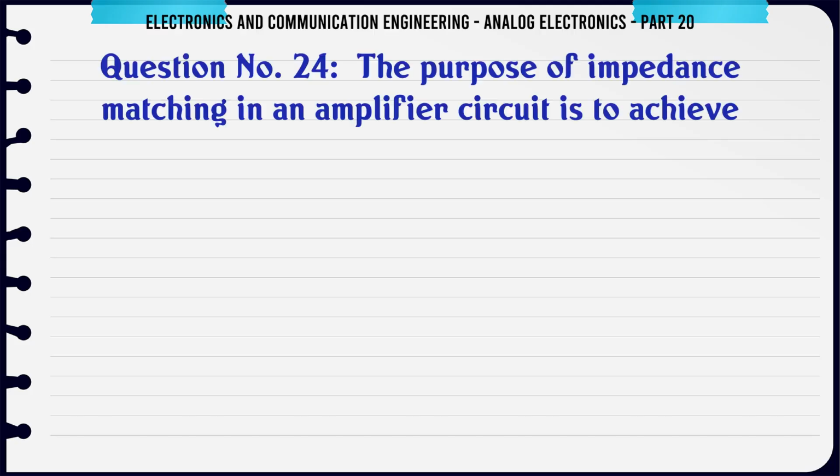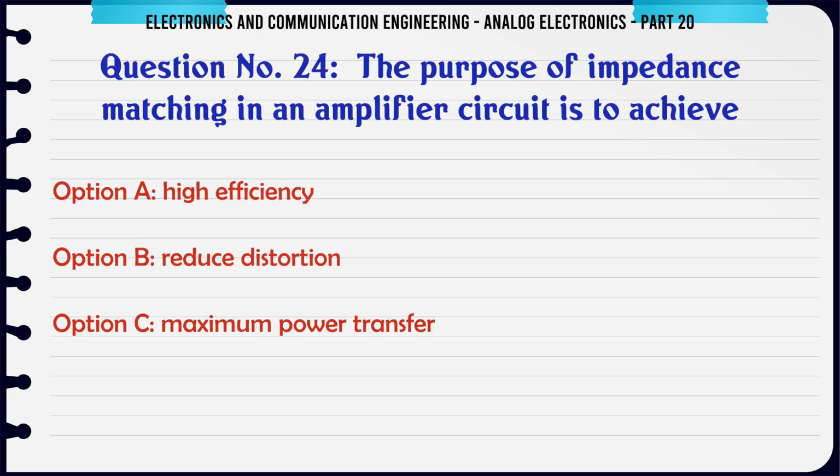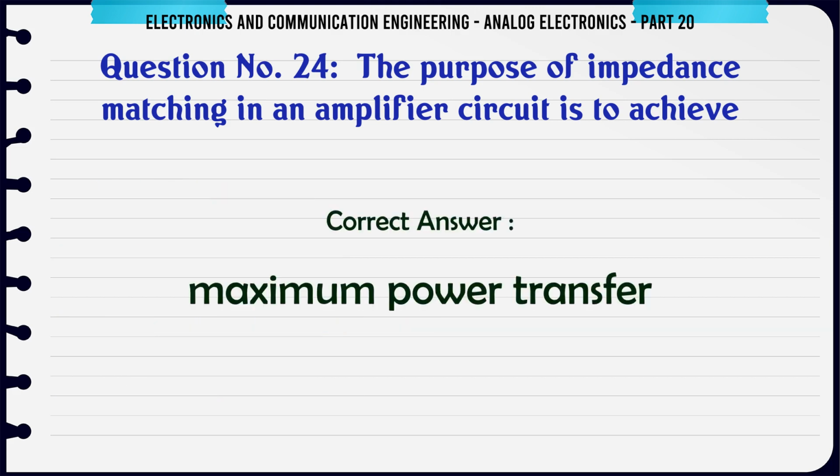The purpose of impedance matching in an amplifier circuit is to achieve A. High efficiency, B. Reduce distortion, C. Maximum power transfer, D. None of the above. The correct answer is maximum power transfer.